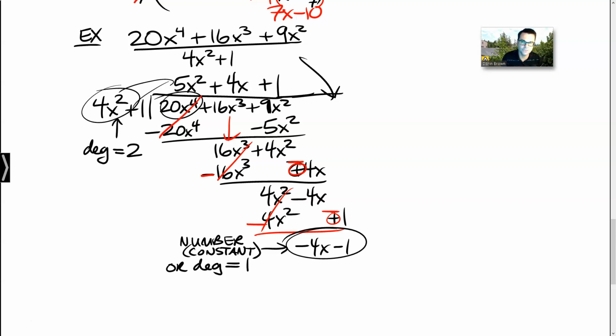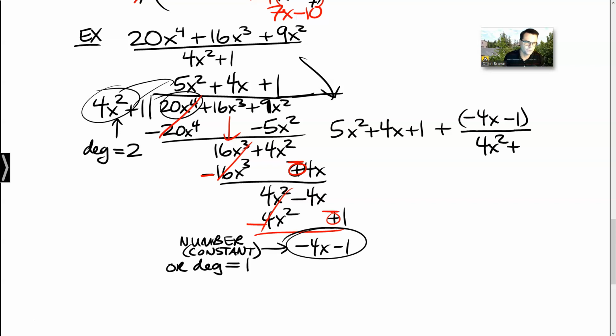this fraction up here is equal to 5x squared plus 4x plus 1 plus, now you could say minus and you could factor out the minus, but I'm going to say plus, and then I'm going to put the negative 4x minus 1 all on top here. The other way to do it is you could say subtract a 4x plus 1 on top because the minus would distribute. I'm just going to say plus a minus 4x minus 1 over 4x squared plus 1. That makes it clear that the minus signs are part of the remainder there.